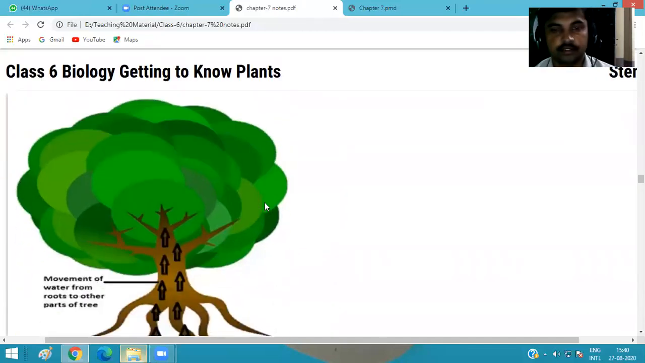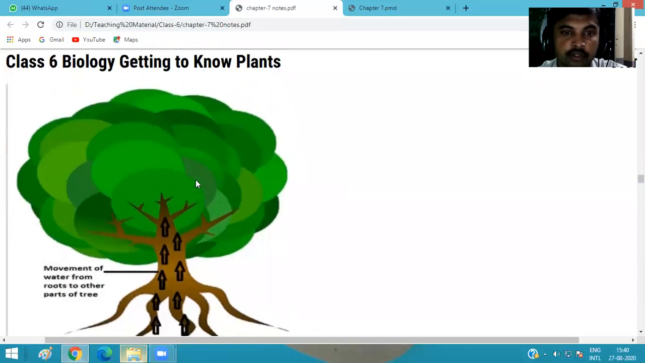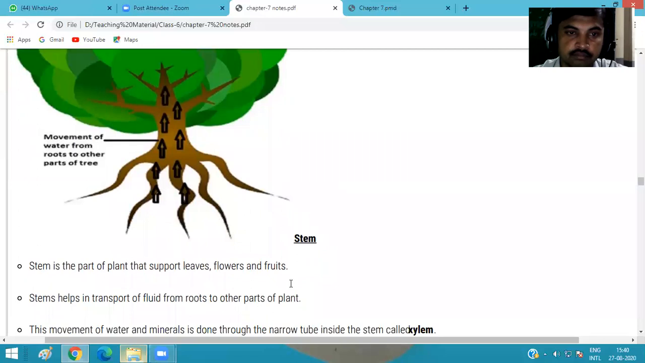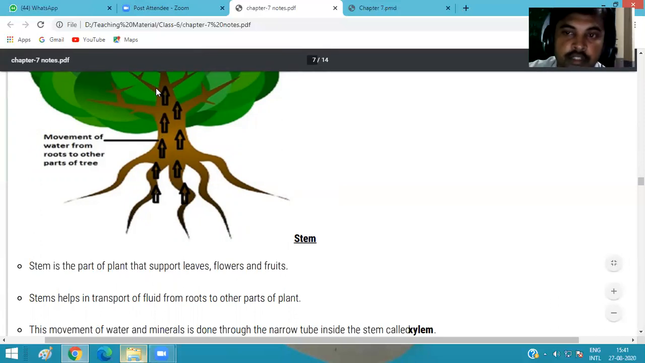Now, we already discussed in the last video that a plant has different parts like stem, roots, leaves, fruits, and branches. Every part of the plant plays an important role. First we discussed the stem. The stem is a part of the plant that supports leaves, flowers, and fruits. Roots absorb water and minerals from the ground, and through the stem the water and minerals move upward and reach the leaves, flowers, and fruits.